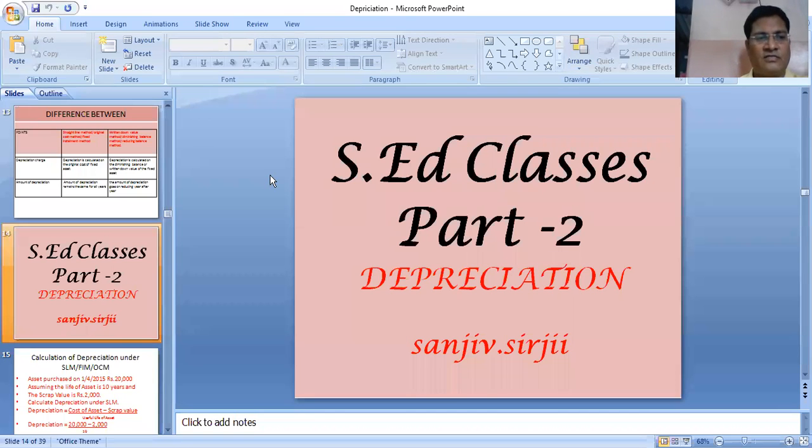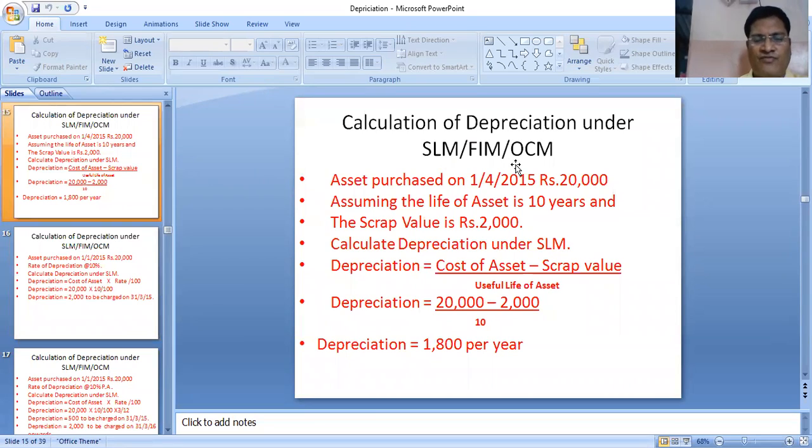Good morning, students. Now we will be doing one sum on the straight line method of charging depreciation. First of all, you should understand how to calculate depreciation under two scenarios. Under SLM, that is straight line method, or we can say it as fixed installment method or original cost method. The sum is like this.